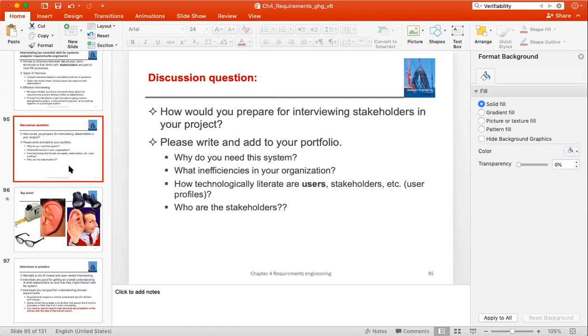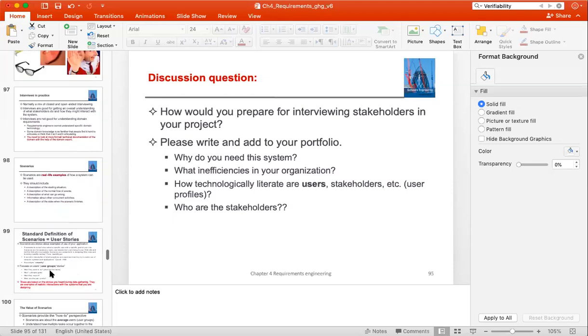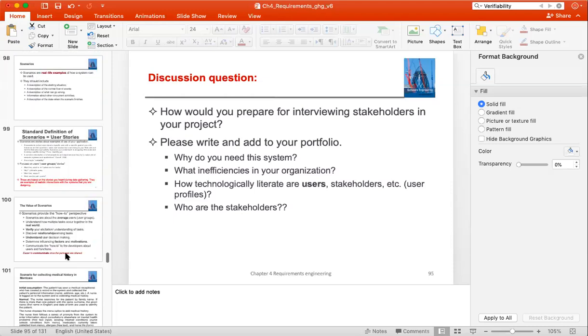Who are the stakeholders? And remember, the stakeholders are a superset of users. It has a wider scope than users because it could include people who are not using the system directly but are interested in it. Okay, so we discussed ways of interviewing. This was the description of scenarios. So, some guidelines for interviewing and documenting the results of your requirements investigation.